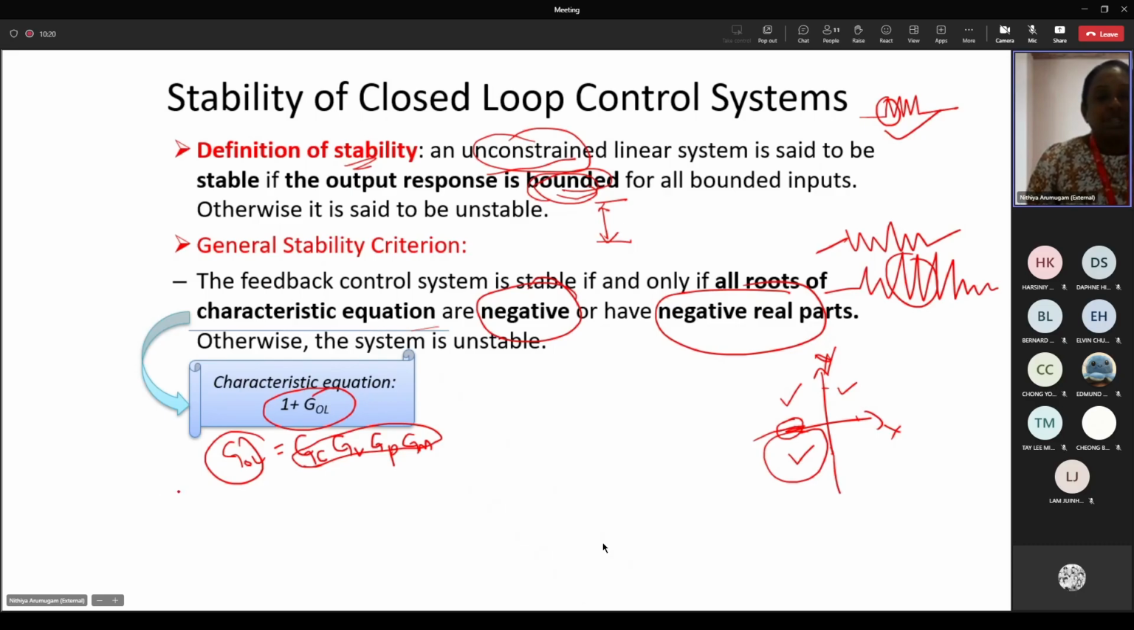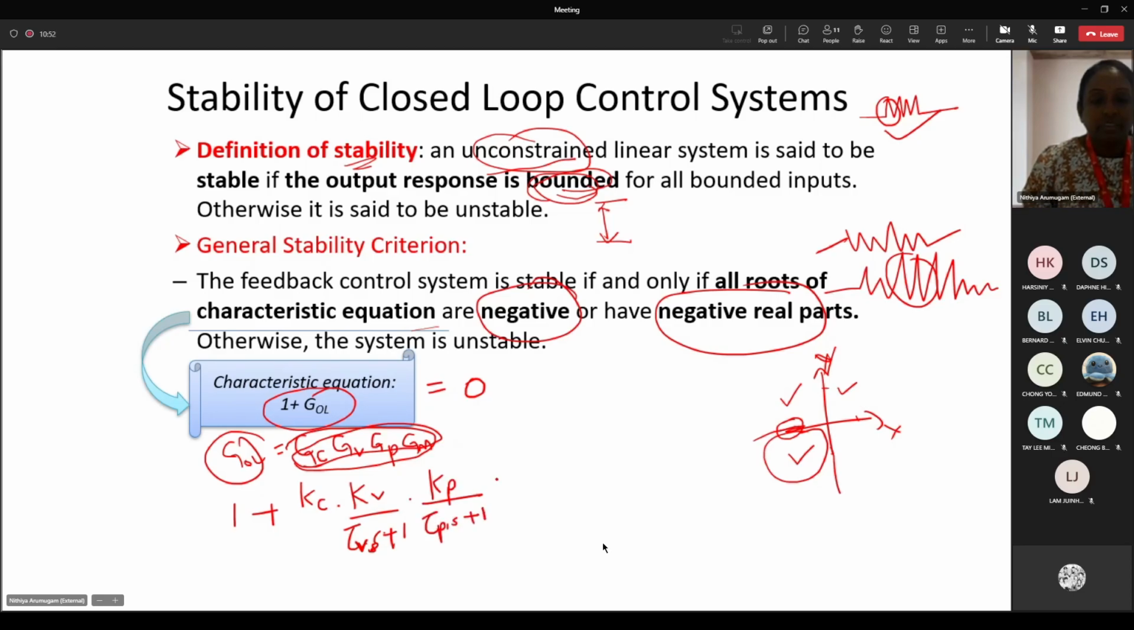Now, the characteristic equation will always be equal to 0. So 1 plus, in this case, GC, GV, and GP will be expressed as KC, KV over tau V S plus 1, times the process gain over tau P S plus 1. And then for the transmitter, Km over tau M S plus 1. And this is entirely equal to 0.